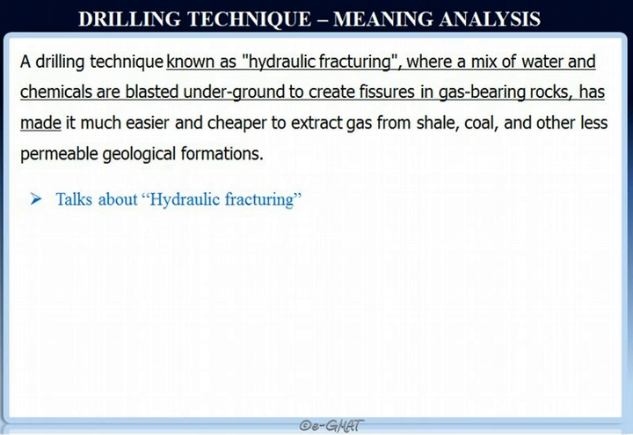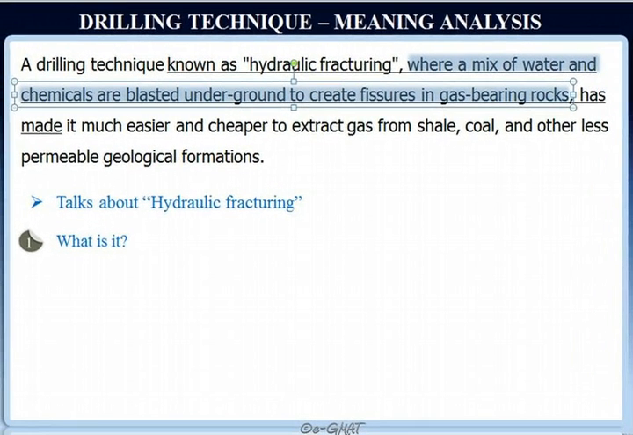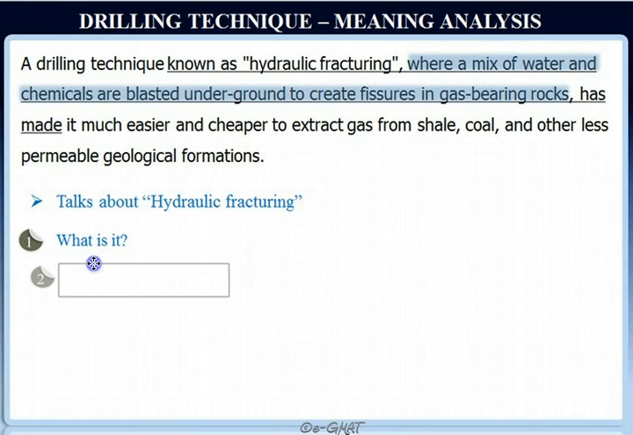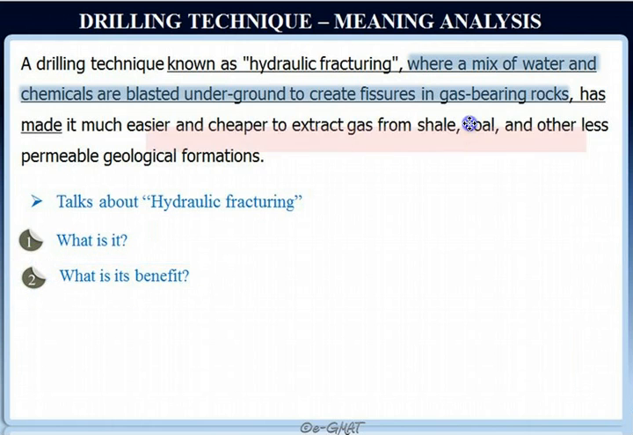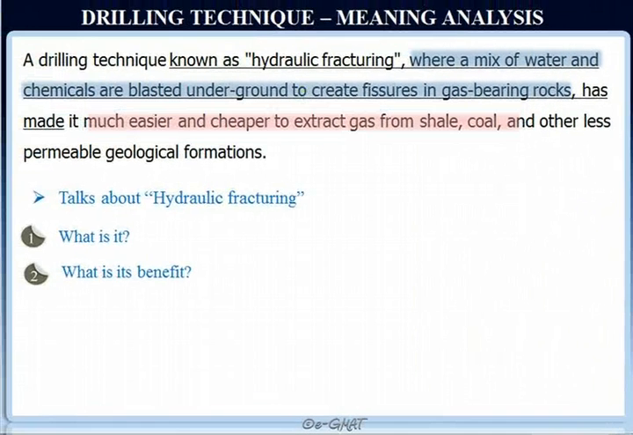It first explains what this hydraulic fracturing is. So this is a drilling technique where a mix of water and chemicals are blasted underground to create fissures in gas-bearing rocks. And then it talks about the benefit of this technique. What is the benefit? The benefit is that this technique has made it much easier and cheaper to extract gas from shale, coal, and other less permeable geological formations. So the meaning of this sentence is very clear.